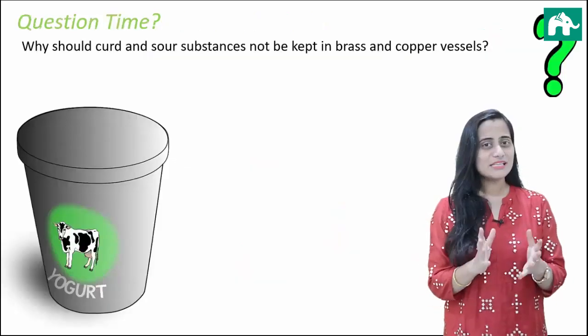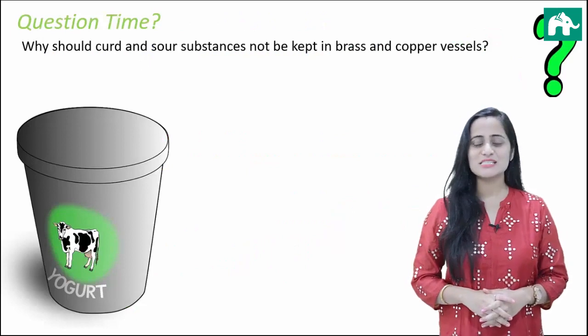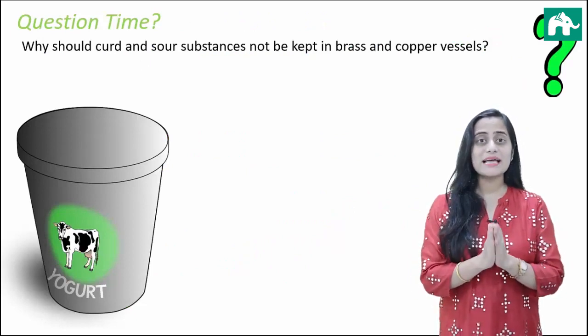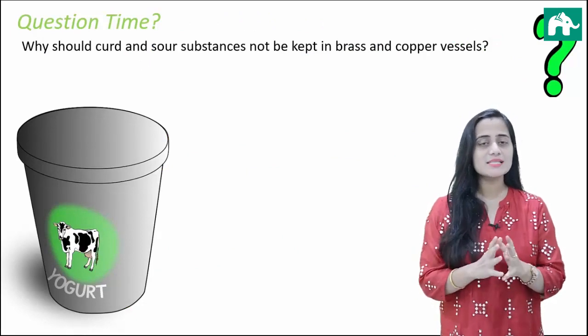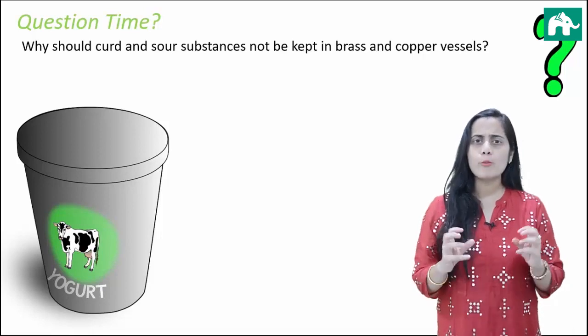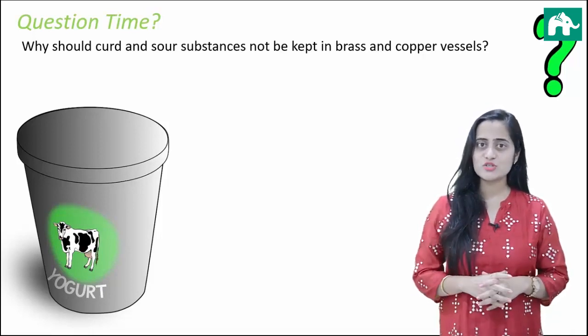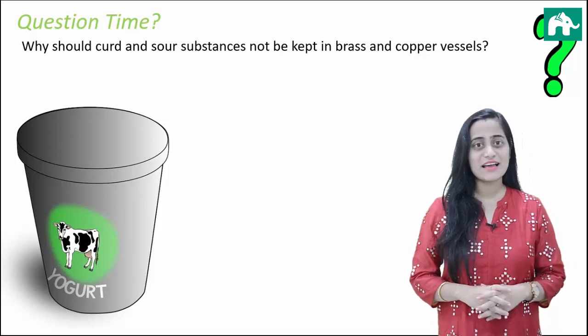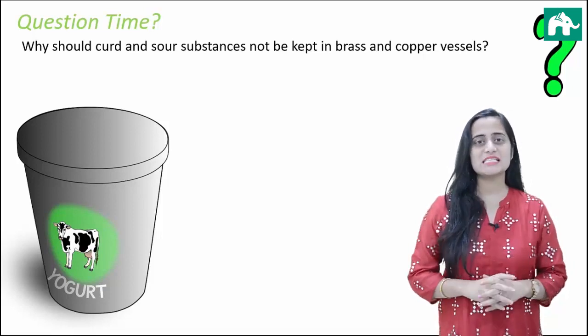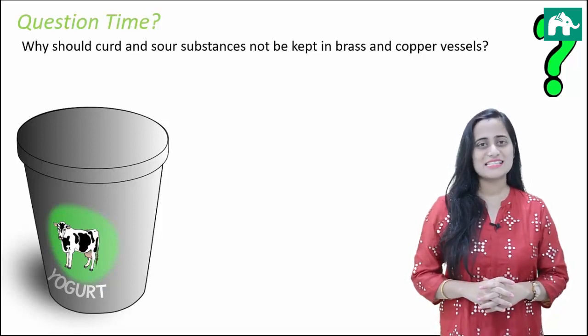Because I'm pretty sure all of you know the answer to this now. As we all know, metals like copper and brass react with acids to form poisonous metal oxides and hydrogen gas, and therefore it is advised not to store such acidic substances in these metal vessels.